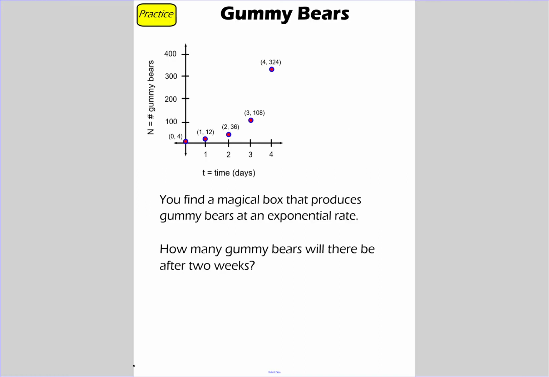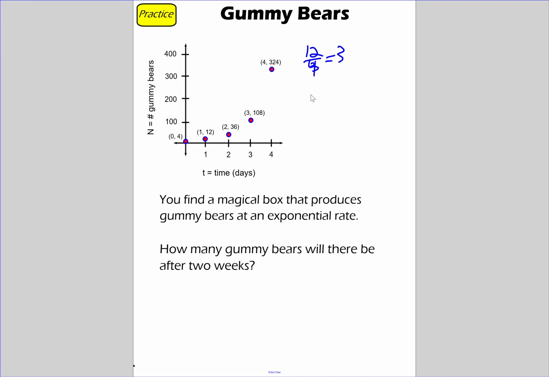So for our practice problem, we have a magical box that produces gummy bears at an exponential rate. So we already know it's exponential, but let's go ahead and verify it. Okay, before we answer the question of how many gummy bears there will be after 2 weeks, let's go ahead and verify that this is in fact an exponential function. So we have 12 over 4, my bad. We're going to find the ratio of the terms.